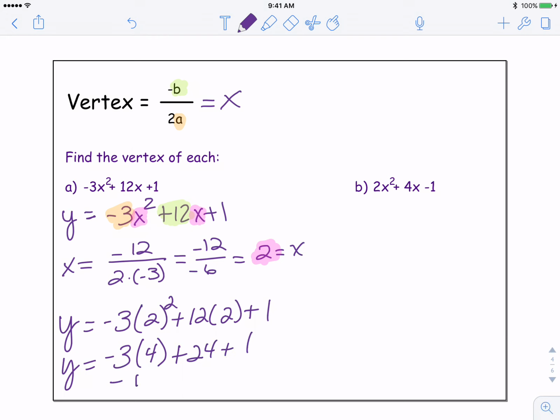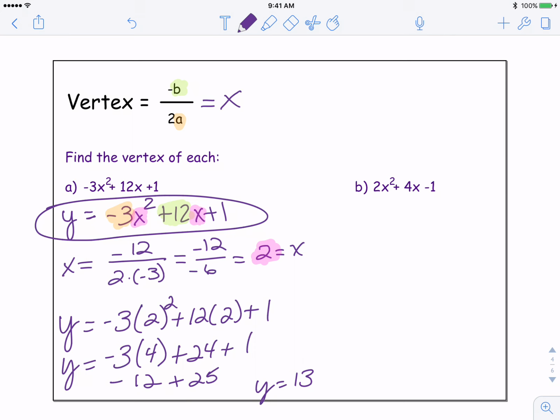So then I'm left with negative 12, and 24 plus 1 is 25. So then I have negative 12 plus 25, which gives me a y value of 13. So the vertex of this quadratic function right here is happening at x comma y, which would be 2 comma 13.